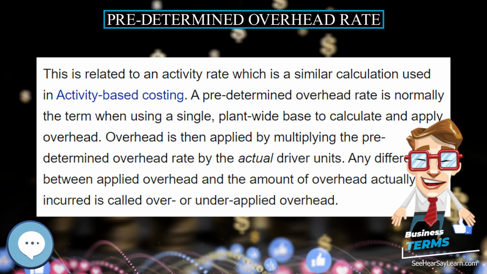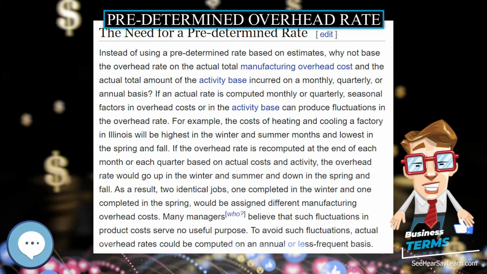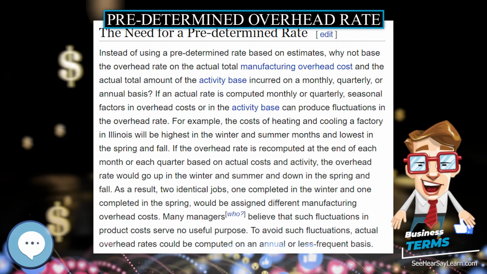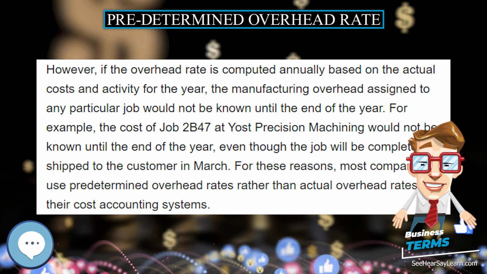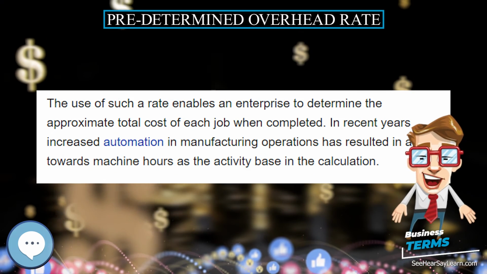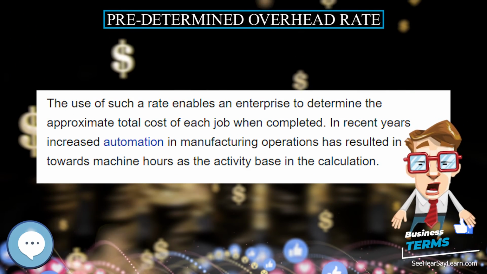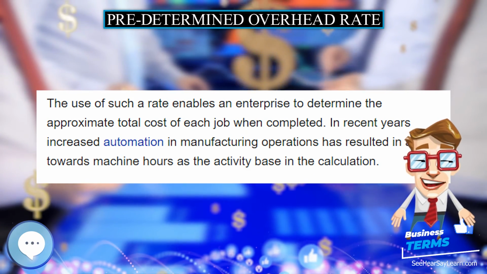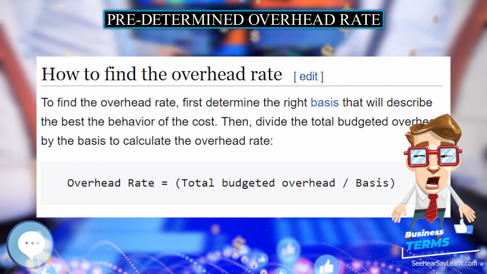In order to find the overhead budget, we will use the same basis that we have chosen by multiplying this basis by the calculated rate. For example, if we choose the labor hours to be the basis, then we will multiply the rate by the direct labor hours in each task during the manufacturing process.